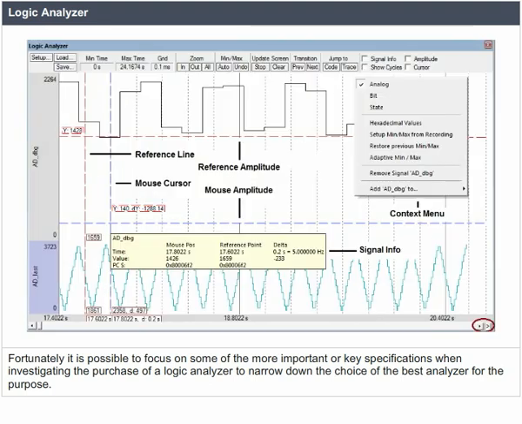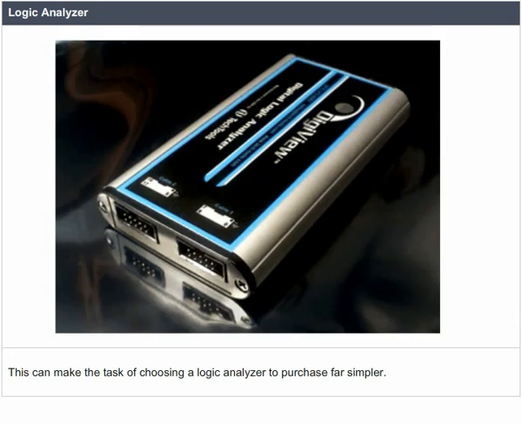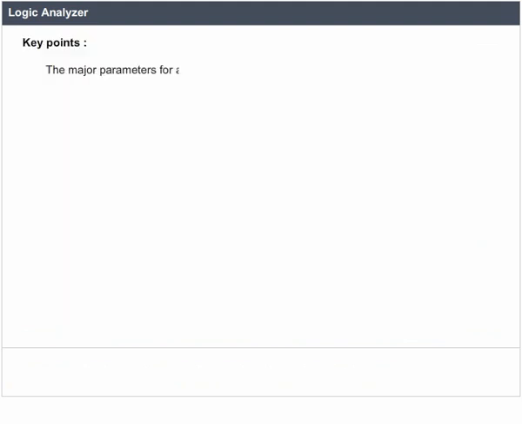Fortunately, it is possible to focus on some of the more important or key specifications when investigating the purchase of a logic analyzer to narrow down the choice of the best analyzer for the purpose. This can make the task of choosing a logic analyzer to purchase far simpler. Key points. The major parameters for a logic analyzer that are of importance can usually be defined.